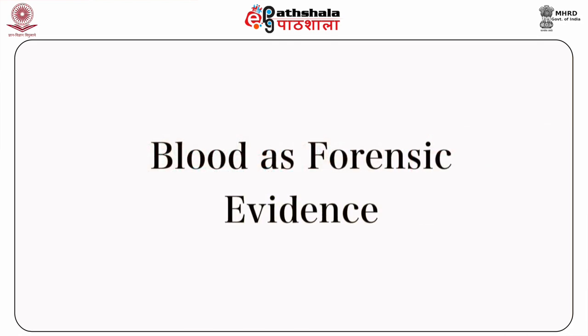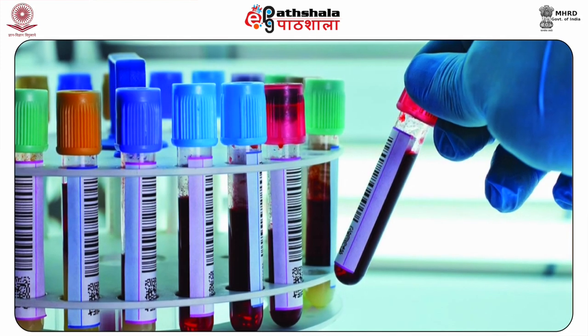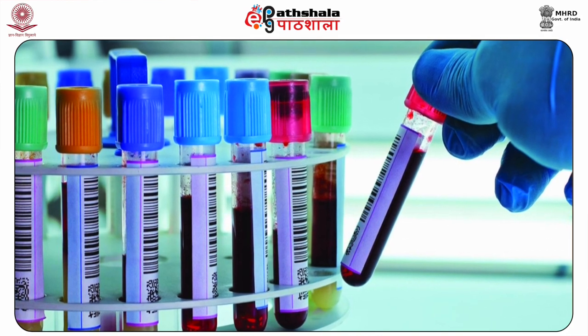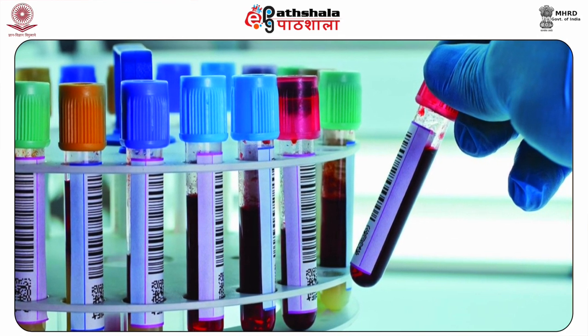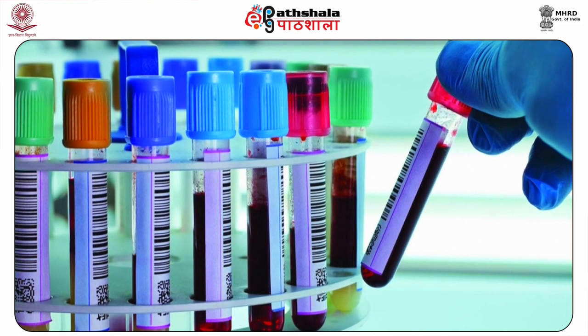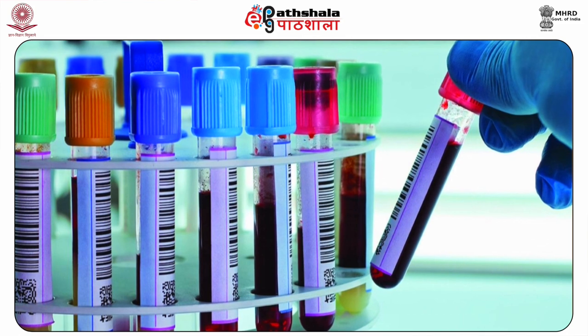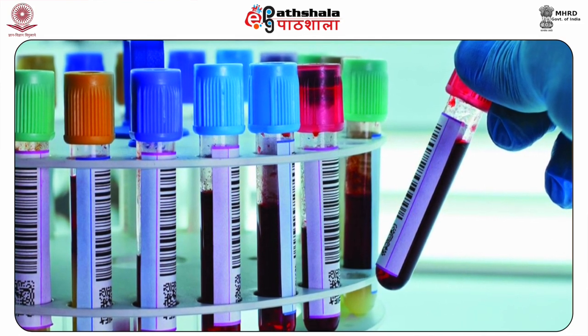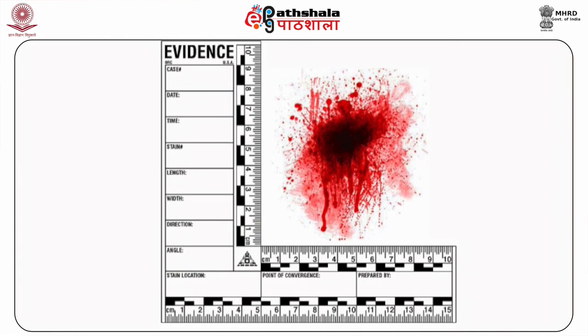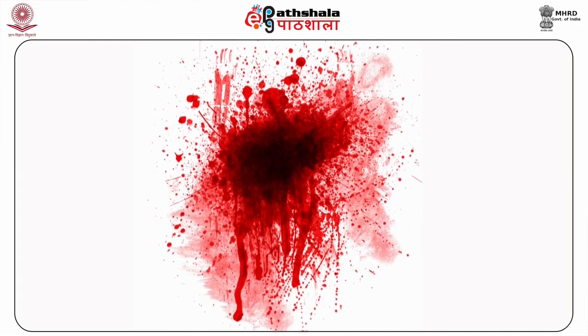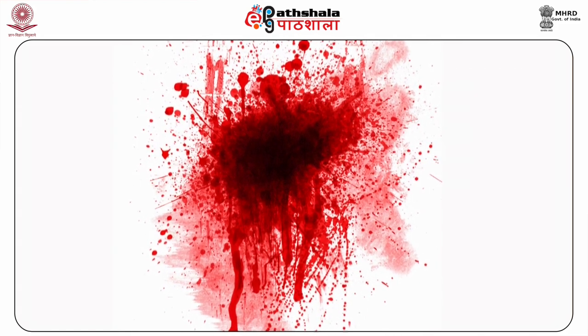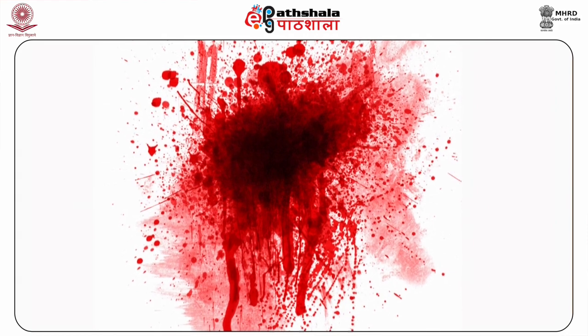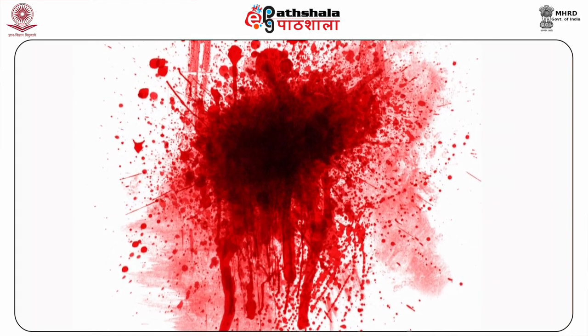Now we will study blood as forensic evidence. Let us try to understand how one can experimentally ascertain the blood type of a given unknown sample of blood found at the crime scene or elsewhere. The evidence available through blood typing is not as convincing as genetic fingerprinting, but it can readily prove innocence or increase the probability of a defendant being guilty.